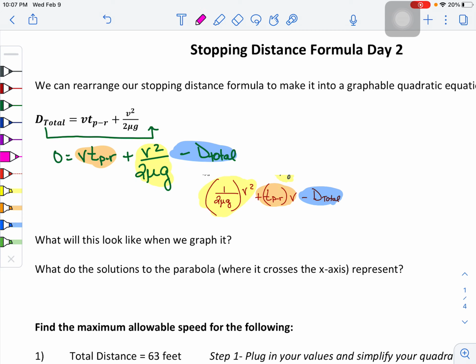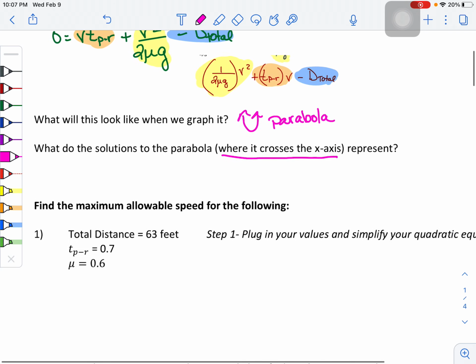So what kind of graph are we expecting? We're expecting a parabola, which looks like a U. Okay, and we are finding where the parabola crosses the x-axis, but we're only looking for the positive answers because this doesn't make sense if it was a negative one. So we're only looking for the right side of the graph.